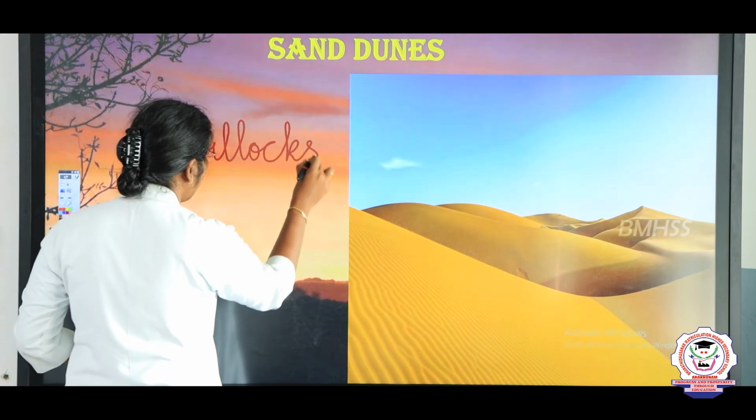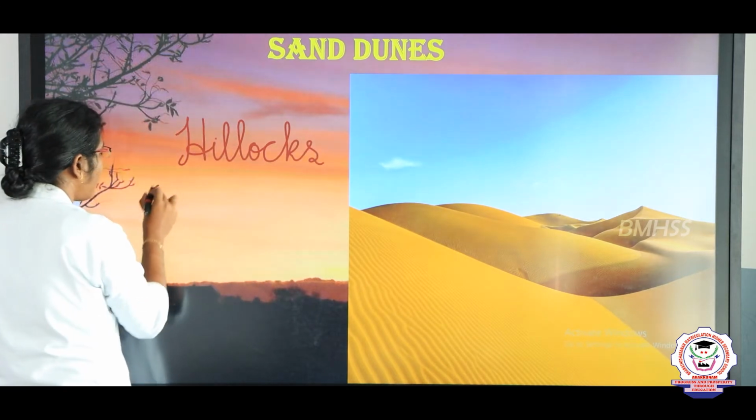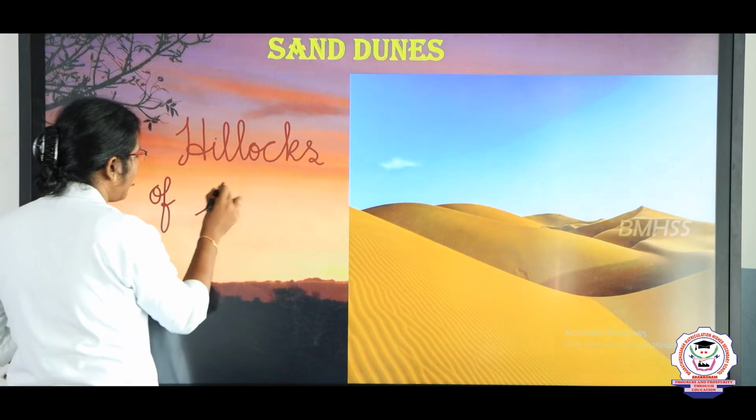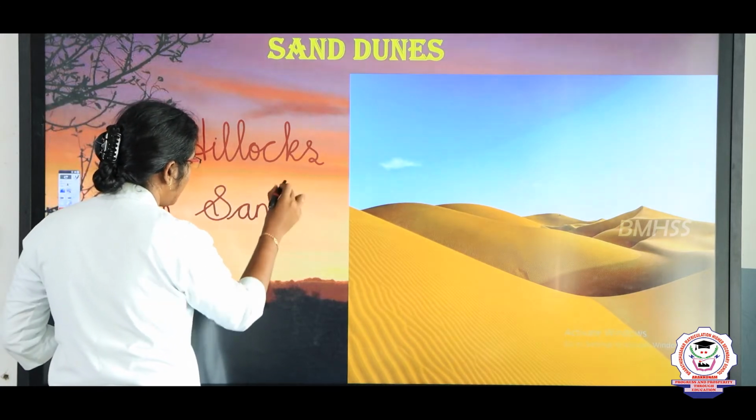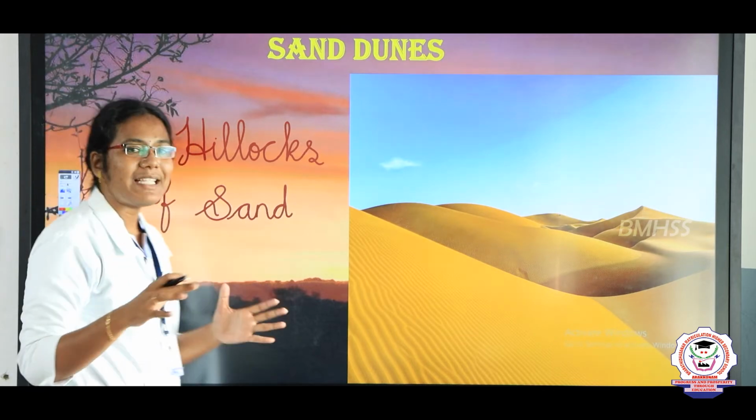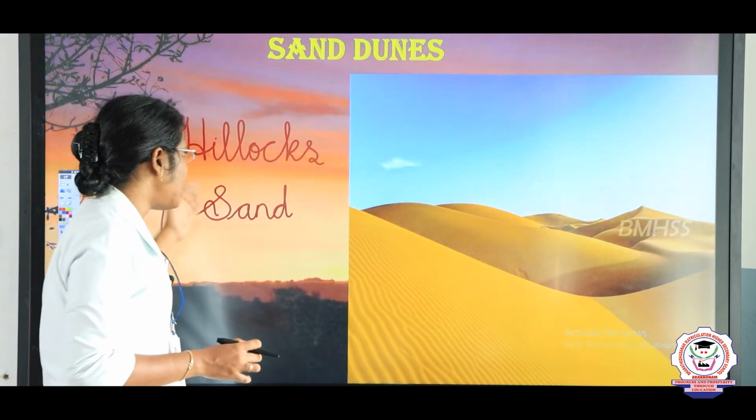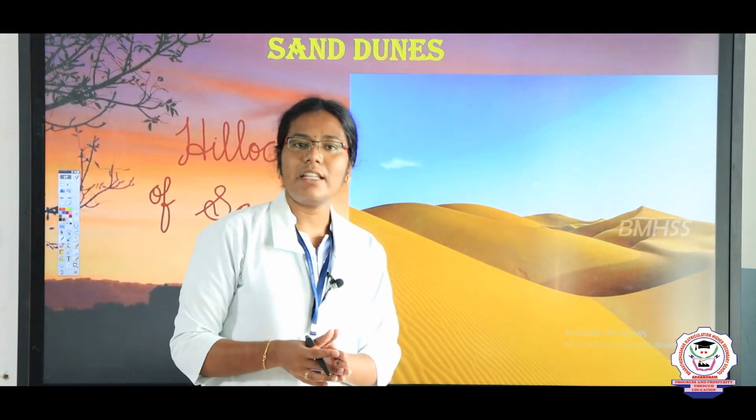Hillocks of sand are said to be the sand dunes. We can simply say it as மண்குவியல். அதுதான் நம்ம sand dunes அப்படினு சொல்றோம். Hillocks of sand are said to be the sand dunes. In a desert area we can see sand dunes.